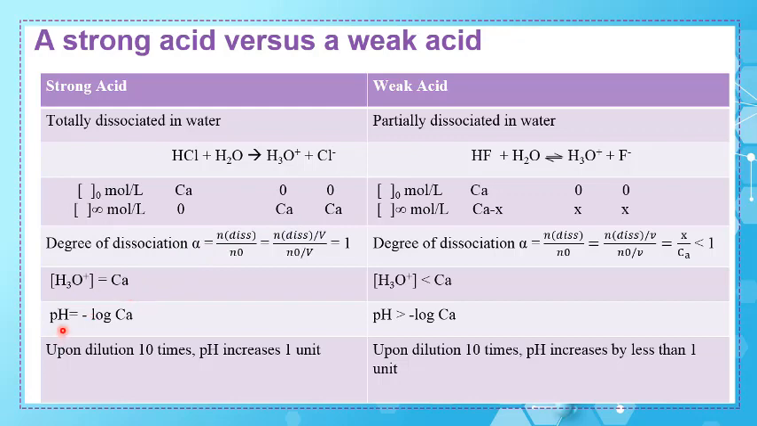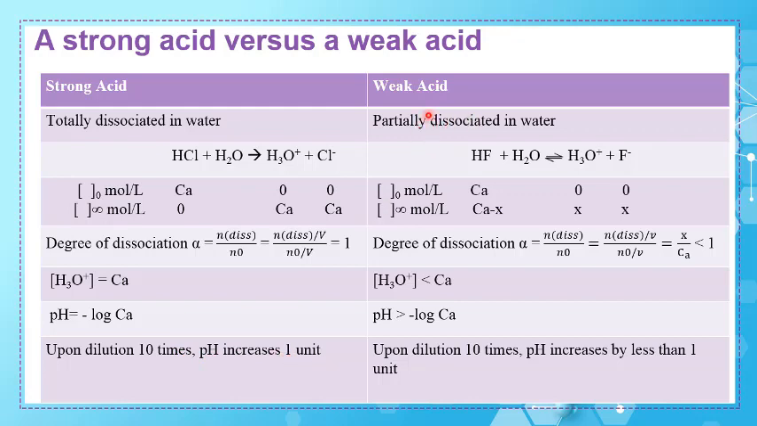So the pH, which is equal to minus log H3O plus, can be written as minus log Ca, because Ca is equal to the concentration of H3O plus. One more fact related to a strong acid: upon diluting a solution of a strong acid 10 times, the pH increases by strictly 1 unit.